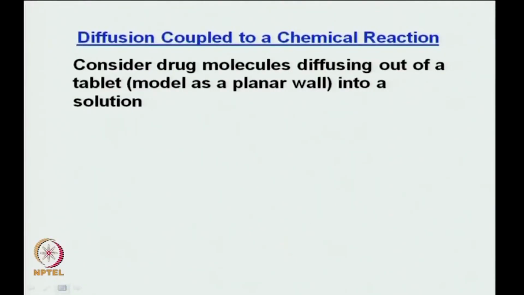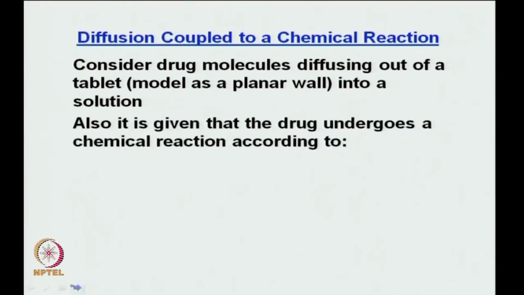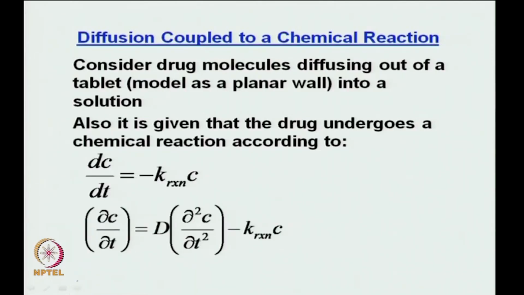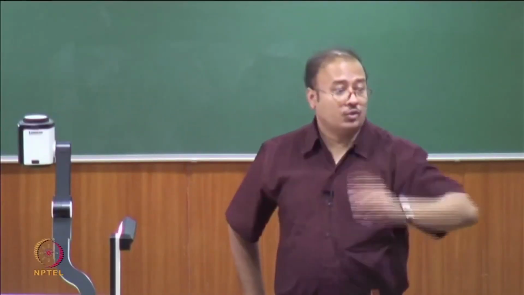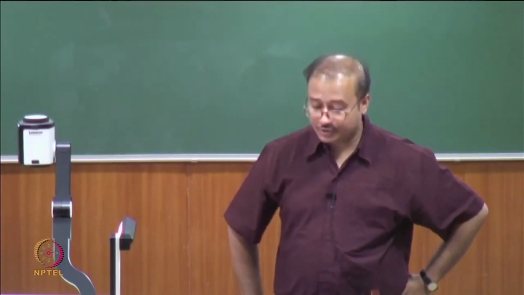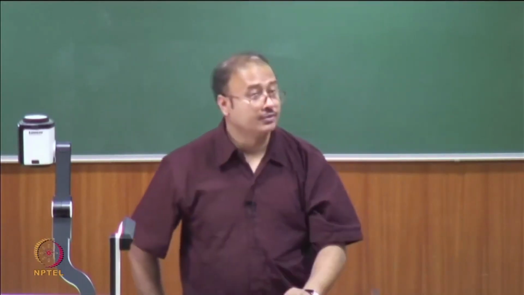Here, as I said, you consider drug molecules diffusing out of a tablet, you model it as a planar wall into a solution, and it is given that the drug molecule does undergo a chemical reaction according to this process: dC by dt is equal to minus k reaction times C. Now, this is given to you. What you also know is that now your change of concentration with time is not only your chemical reaction, which you do in terms of kinetics, right. In kinetics, you relate your rate constant to the time dependence of the change of concentration, but here you have a second term which is the diffusion, coming in.